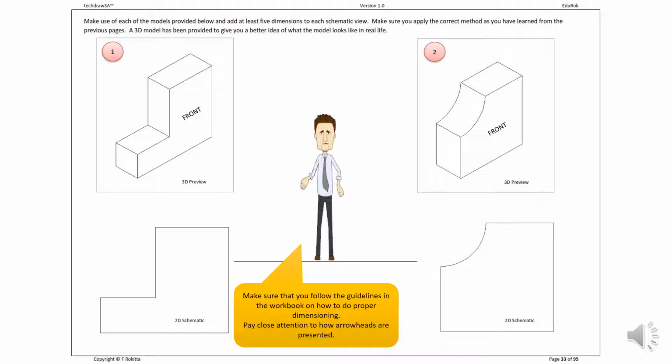Please make sure that you apply the correct methods as you have learned from your previous notes in the workbook. You need to add the dimension lines, the guidelines and arrowheads that is indicating the distances on each of the schematic views. Also make sure that you add the distance above the dimension line at each view.